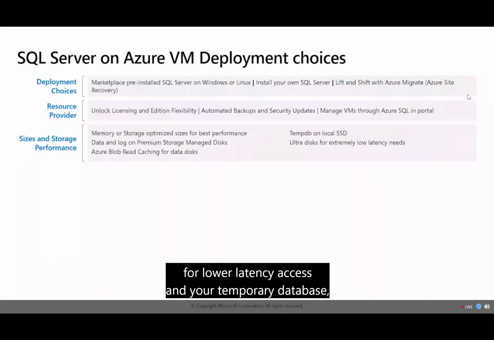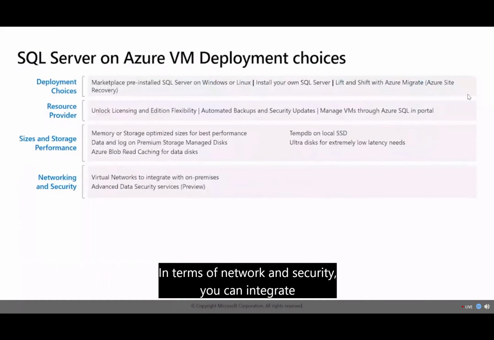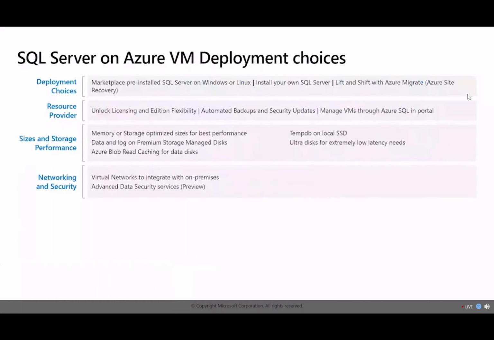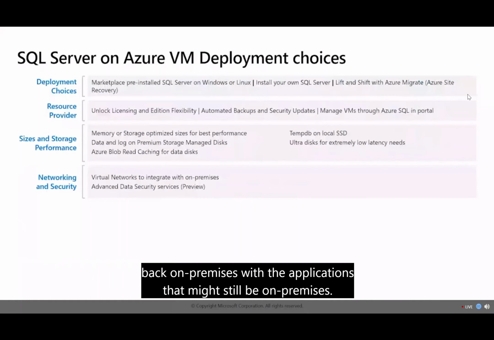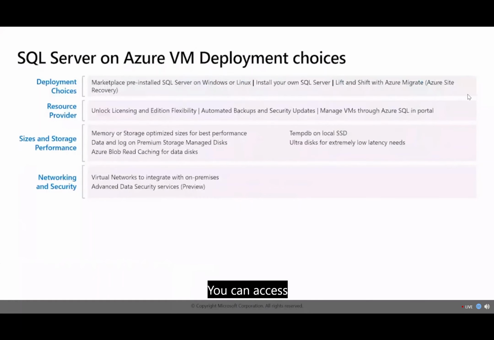In terms of network and security, you can integrate your Azure Virtual Networks with your on-premises network so that your SQL Server databases can actually communicate back on premises with the applications that might still be on premises. You can access advanced data security services in the cloud.